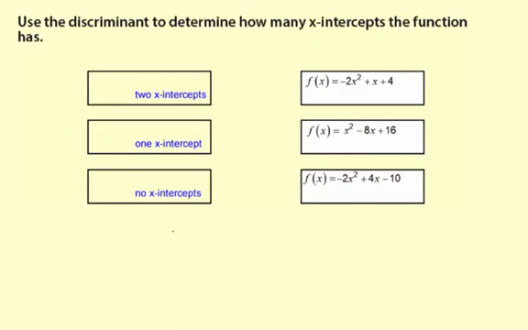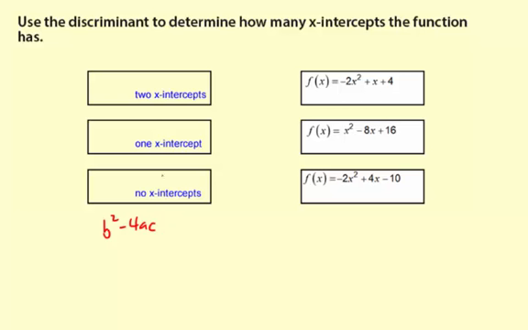Use the discriminant to determine how many x-intercepts the function has. So we'll take a look at these functions here on the right and we'll figure it out. Remember, the discriminant is b squared minus 4ac.